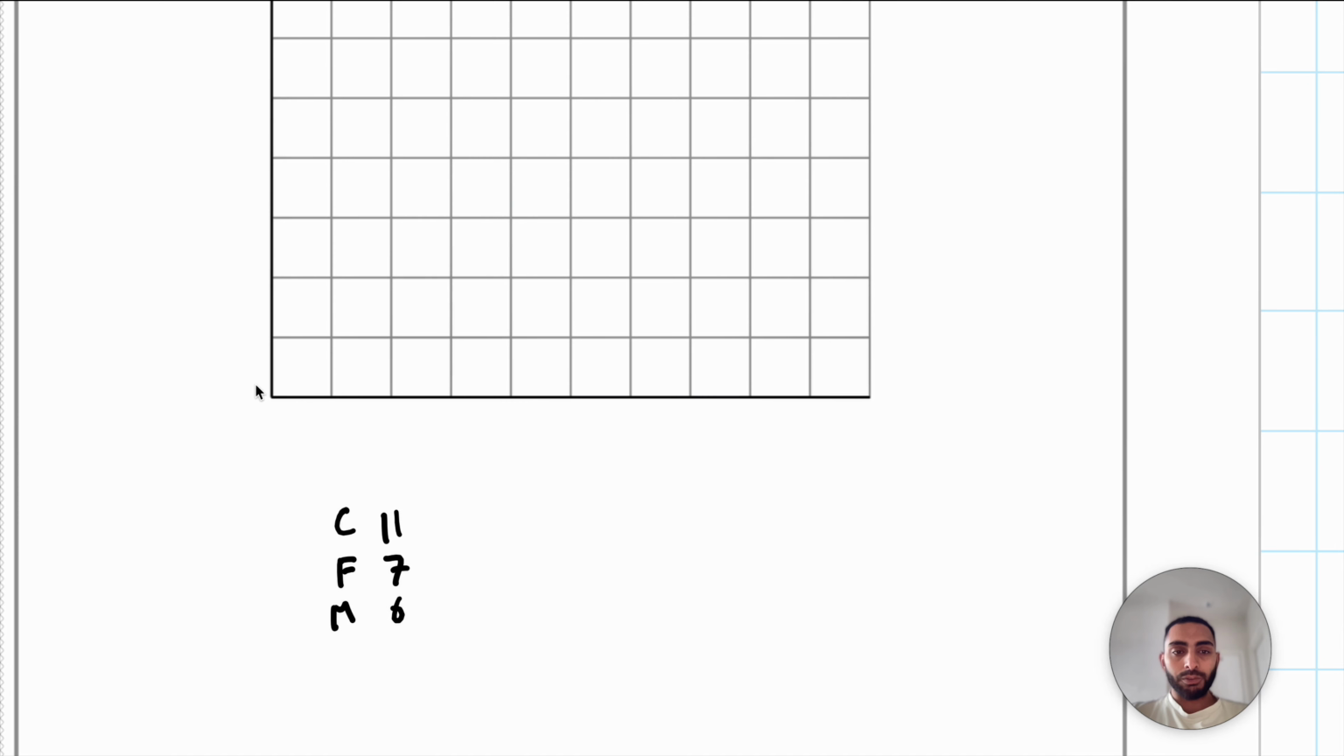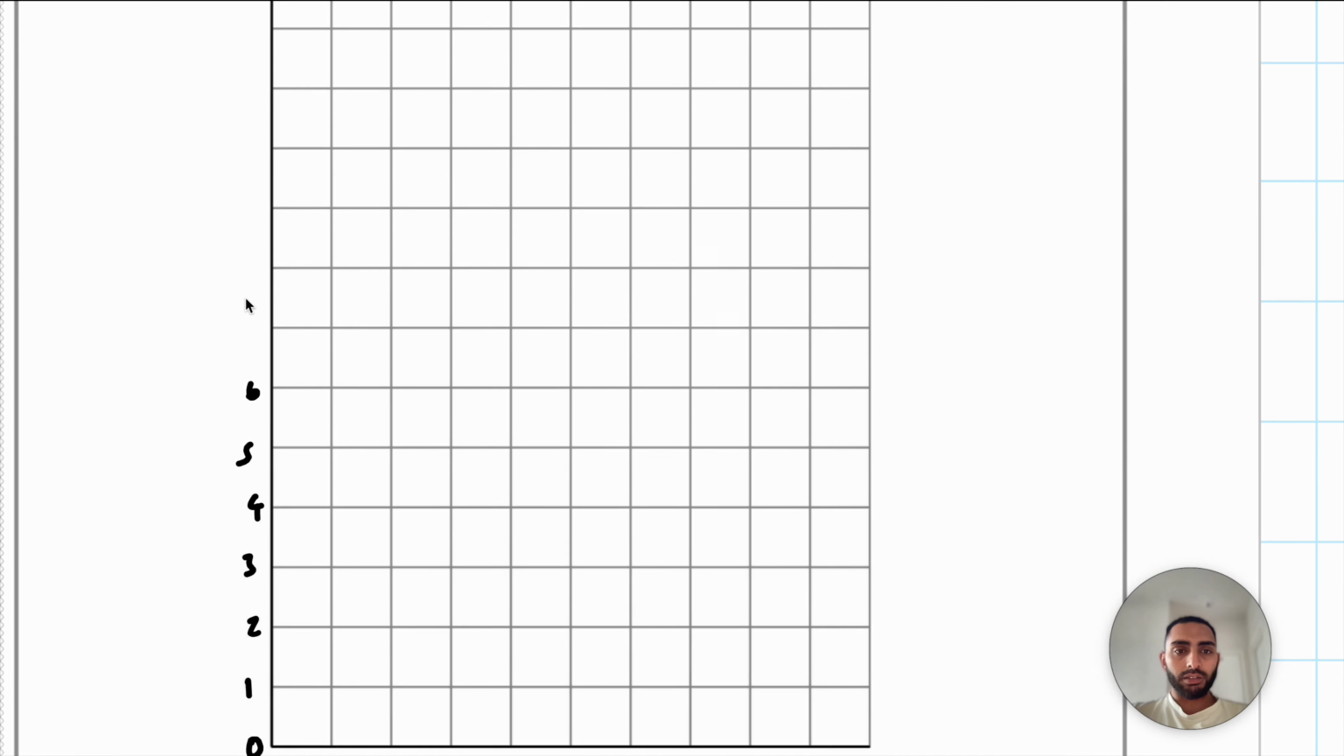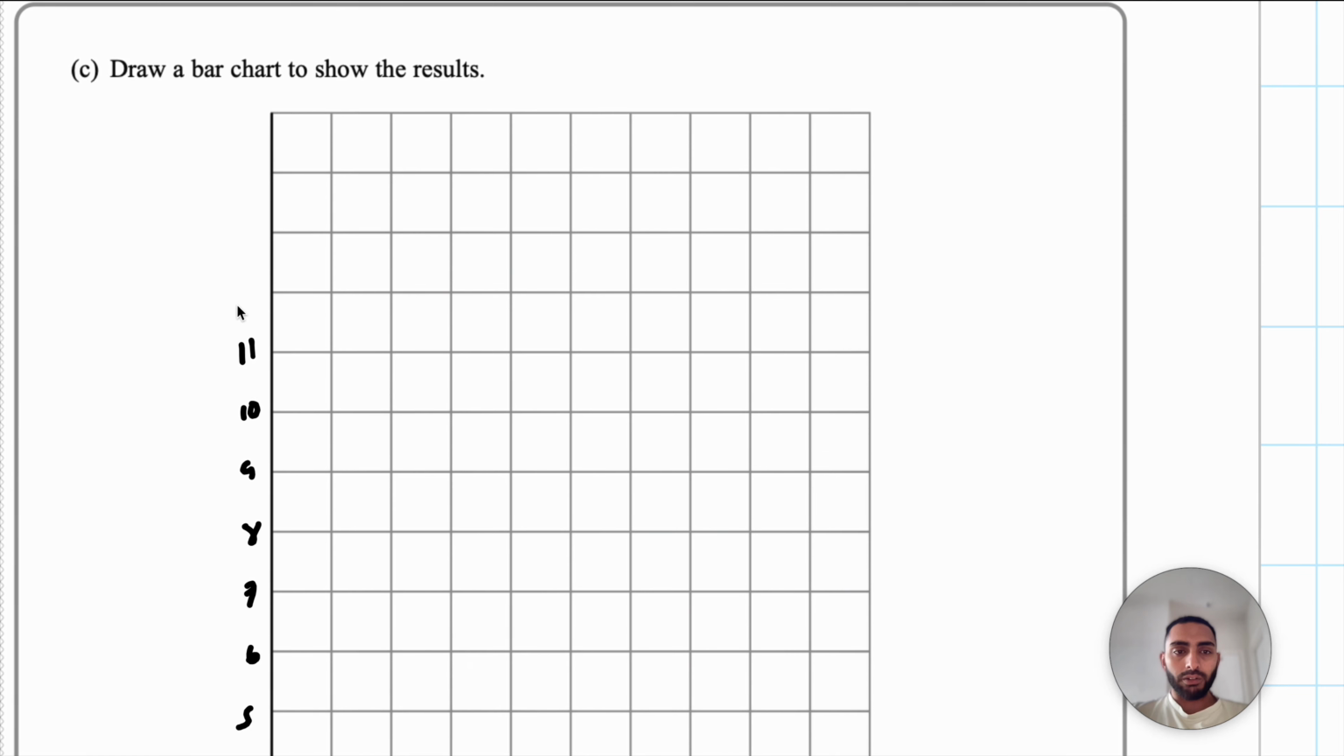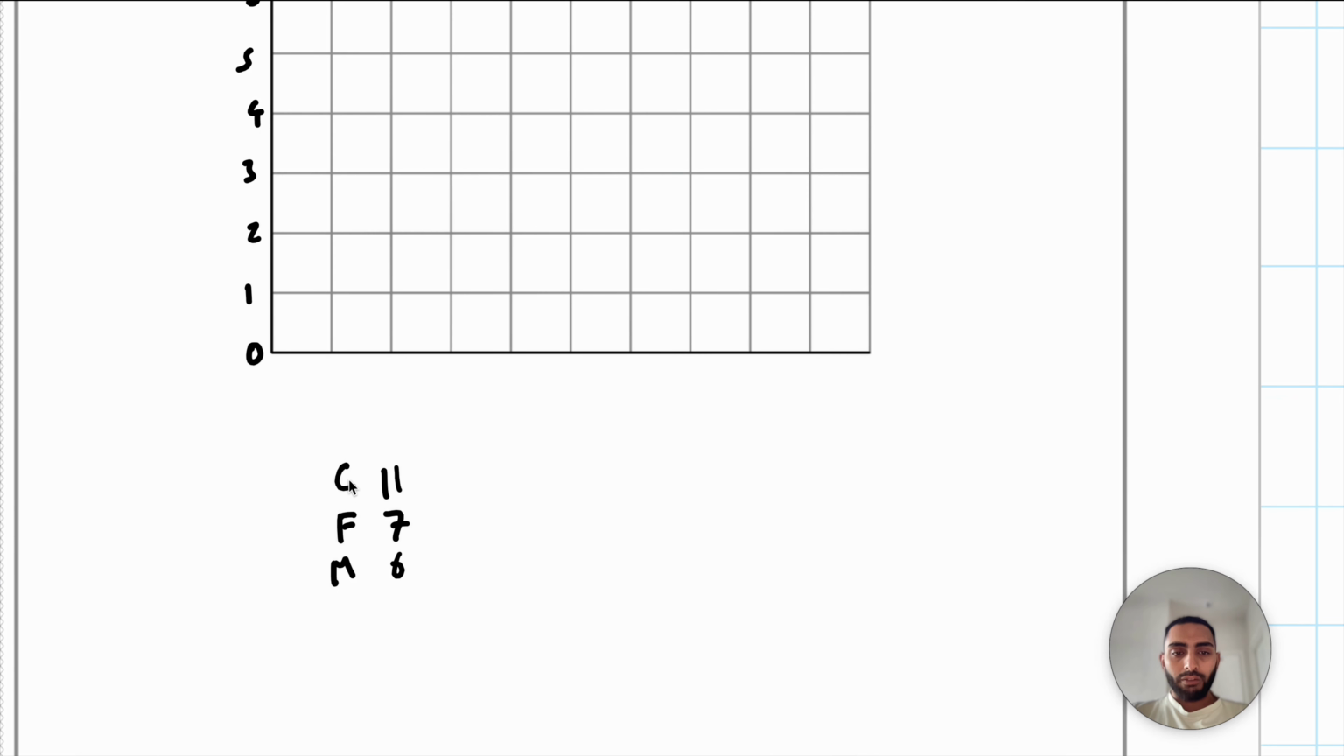And I think I have enough space for each bar to be 1. So that's 0, 1, 2, 3, 4, 5, 6, 7, 8, 9, 10, 11. So I do have enough space, 12, 13, 14, and 15. I have castles, farms, and museums. I'm going to put castles here, farms here, and museums here.